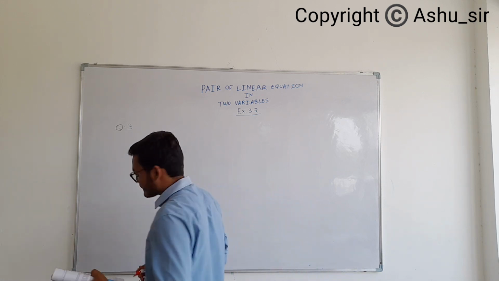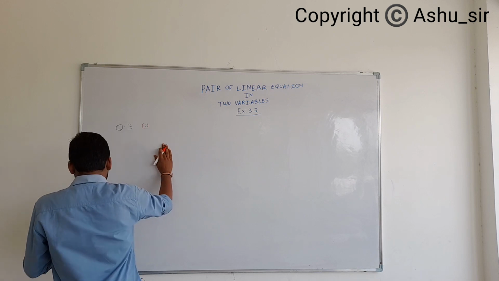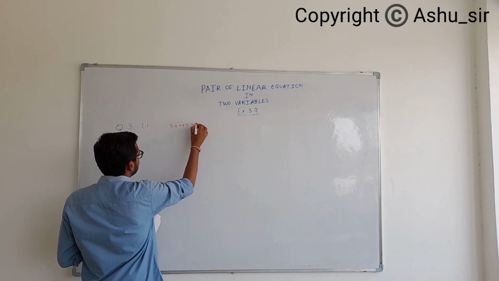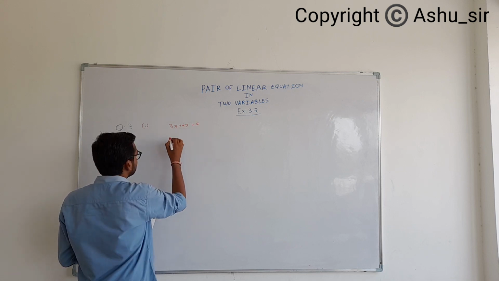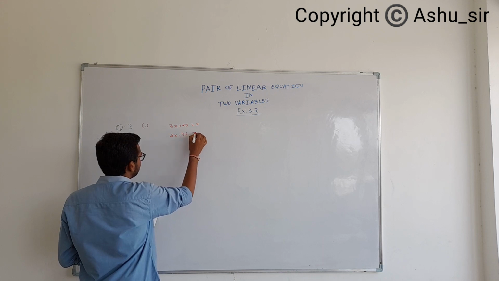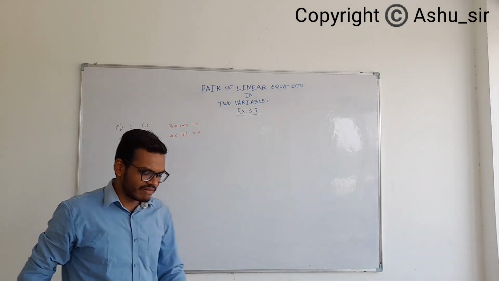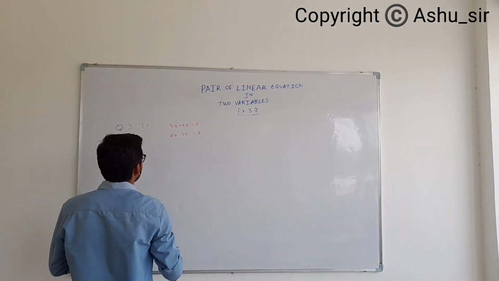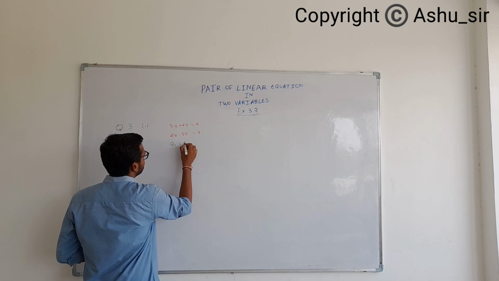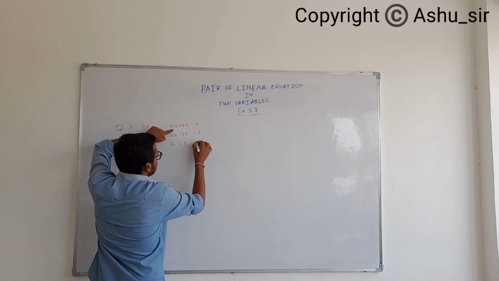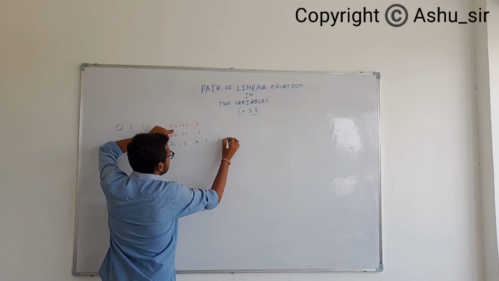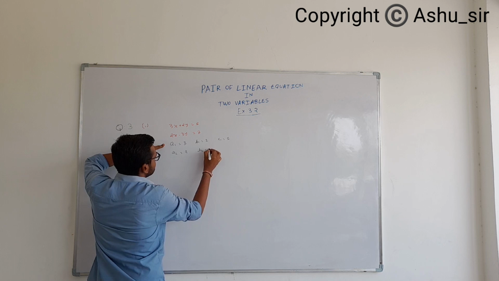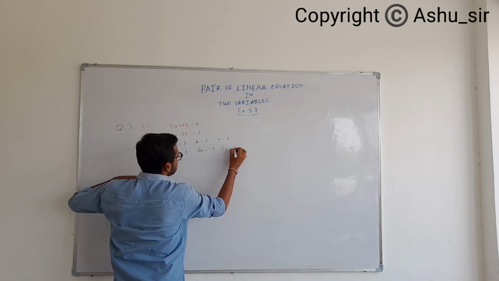The equation is 3x plus 2y is equals to 5 and 2x minus 3y is equals to 7. Now let's write the values. So a1 is 3, the coefficient of x, b1 is 2 and c1 is 5. a2 is 2, b2 is minus 3 and c2 is 7.